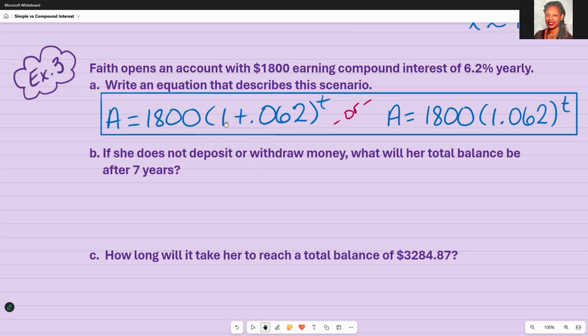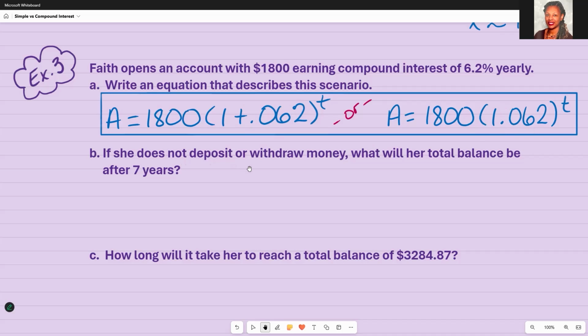You're taking 100% plus the decimal version of this percent. And remember, this is 6.2 divided by 100, or you can just move the decimal to the left 2 places and add a 0 placeholder in front of the 6. Once you combine this, you get rid of the plus sign and combine the numbers together, 1.062.